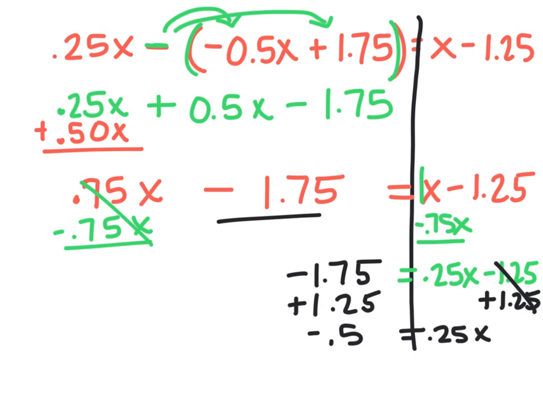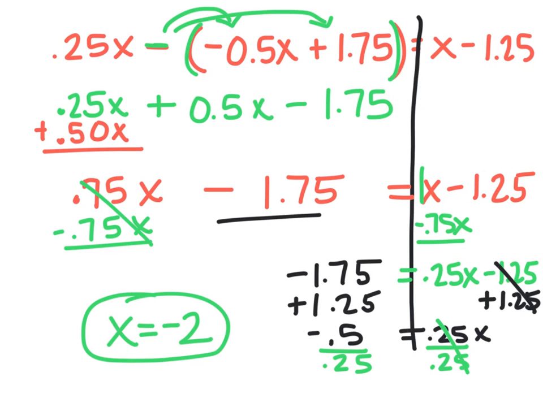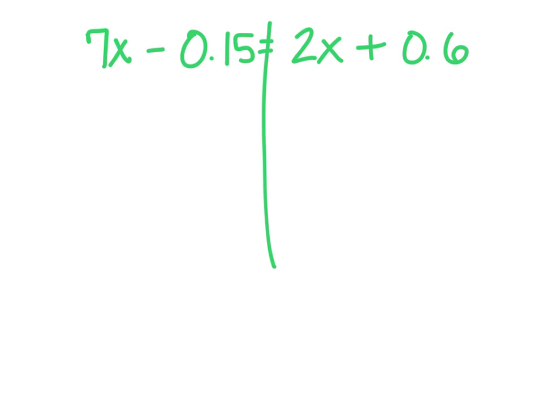Okay, one last step. You divide by whatever's with the x. So I divide by 0.25, divide by 0.25, and again, you can use your calculator here. When I do that, I get x equals negative 2. Okay, and that makes sense, because think about how many quarters fit into 0.5. 2 of them do, right? And then a negative divided by a positive is a negative. Okay, we're going to try one more.